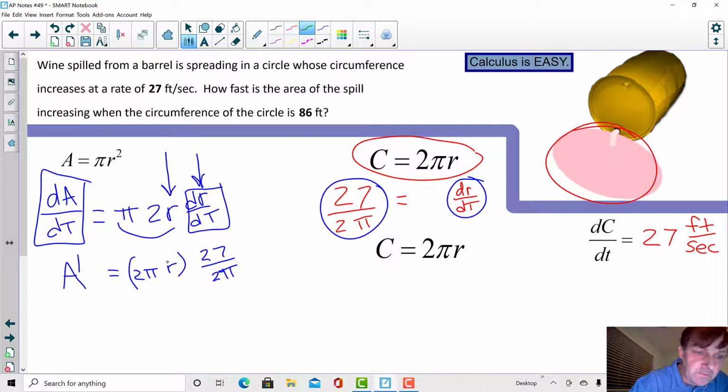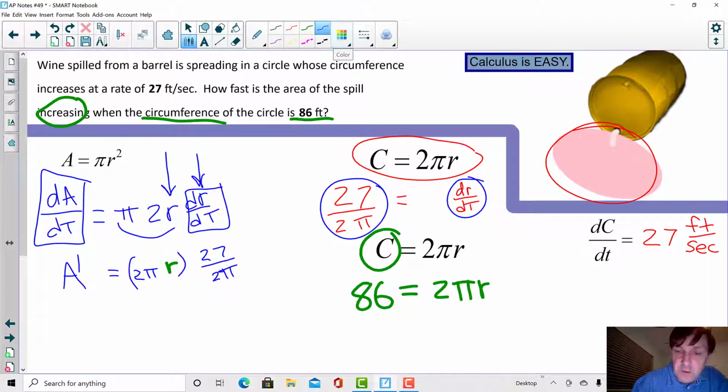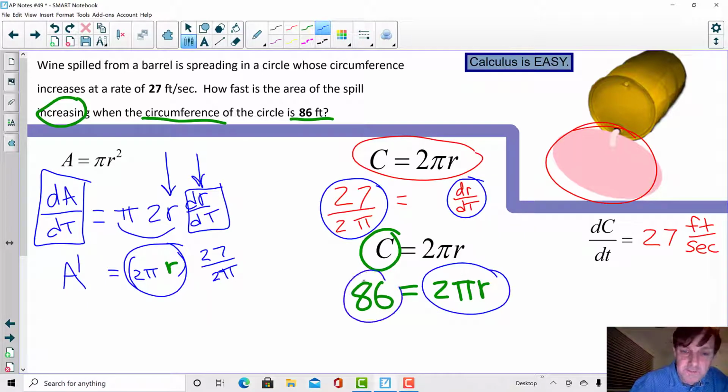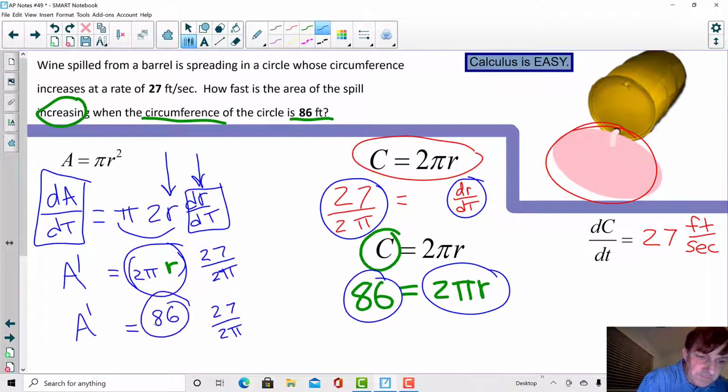Now you'll notice we still need to figure out what is the r. It is asking us to find a prime when the circumference is 86. So if the circumference is 86, I can plug in an 86 here, and I can solve for r just by dividing both sides by 2 pi, or maybe you notice that we have a 2 pi r, so I can trade the 2 pi r for 86. Now we can easily do 86 divided by 2. That's going to be 43. And it's actually okay to leave your answer like this. You don't have to multiply it out. But we do want to include the units.